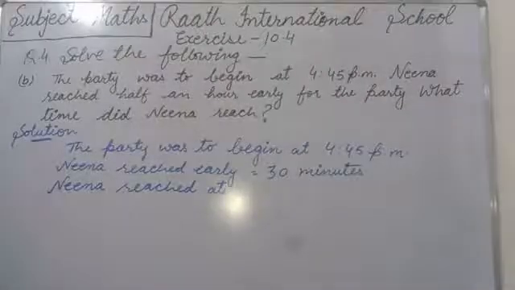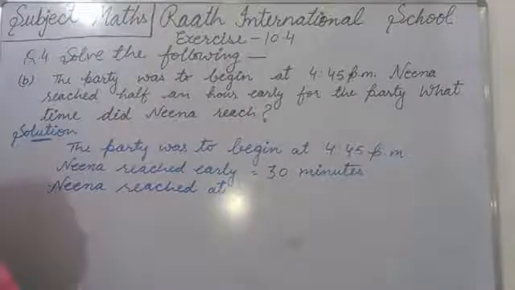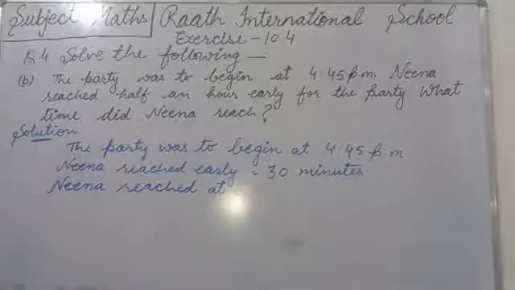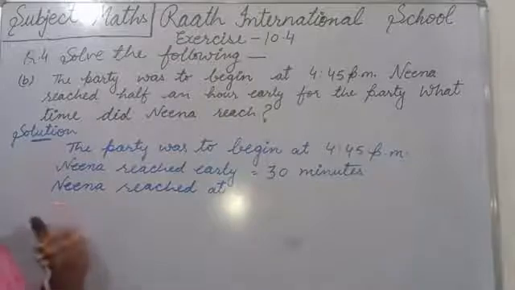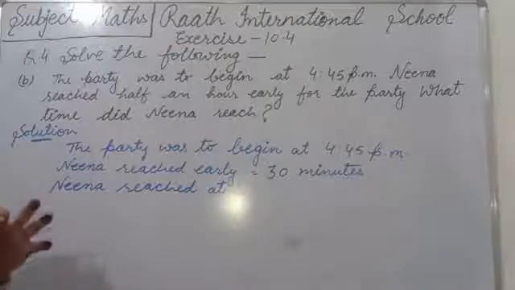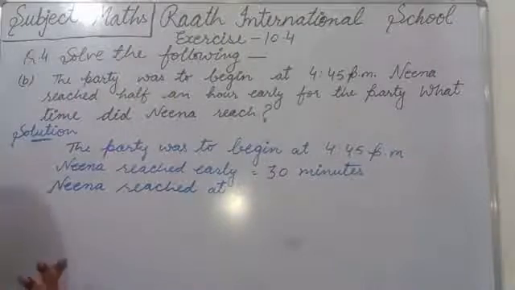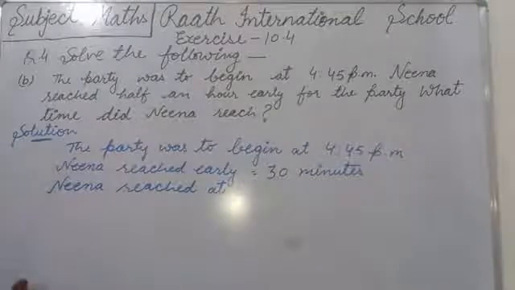Now B part. The party was to begin at 4:45 PM. The party was going to start, begin means start, at 4:45 PM. Okay. Nina reached half an hour early for the party. Half an hour means 30 minutes. Half of 1 hour, that's 30 minutes, because in 1 hour we have 60 minutes. So half an hour, that is 30 minutes. So Nina went 30 minutes earlier.